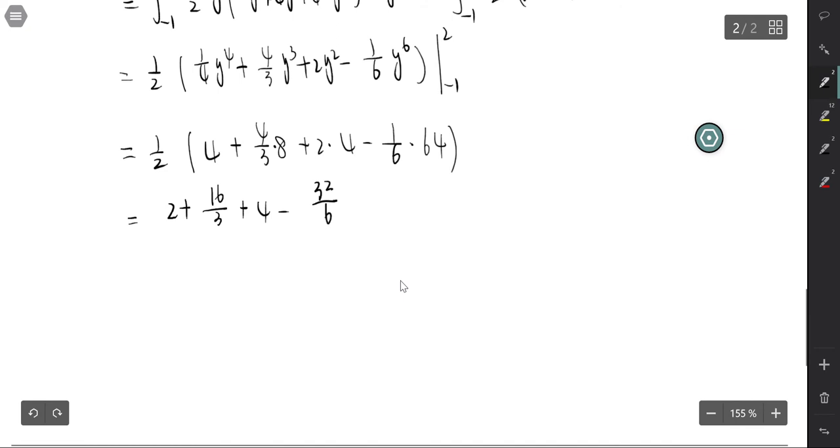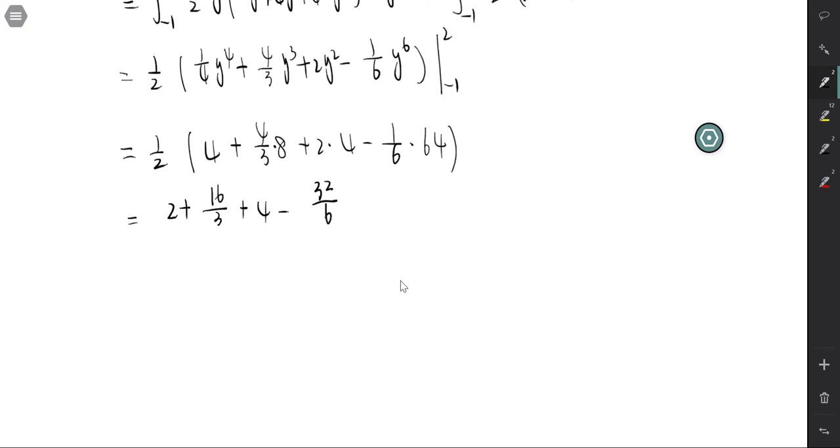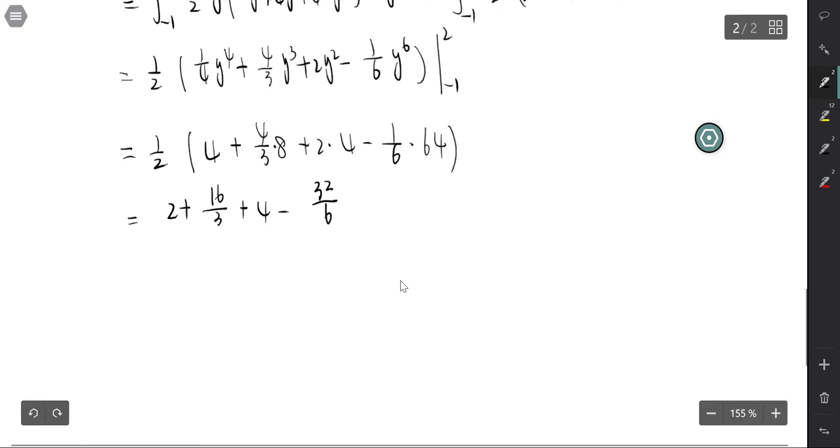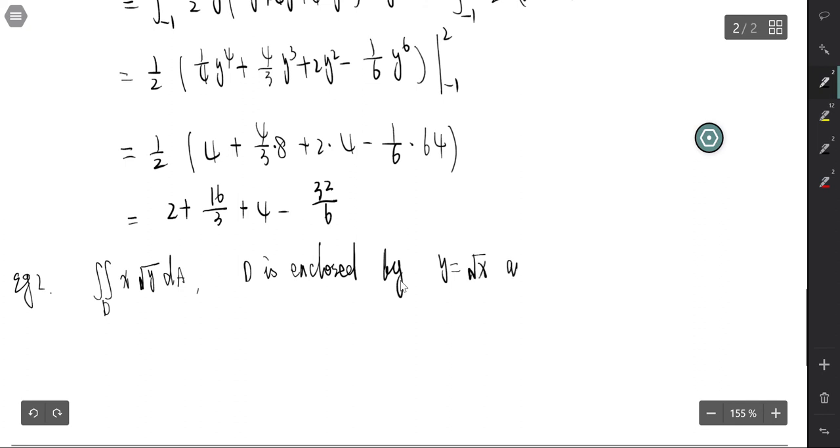Okay, that's the first example. Let's see some more examples. The second example is we integrate x times square root y dA, where D is enclosed by y equals square root x and y equals x squared.